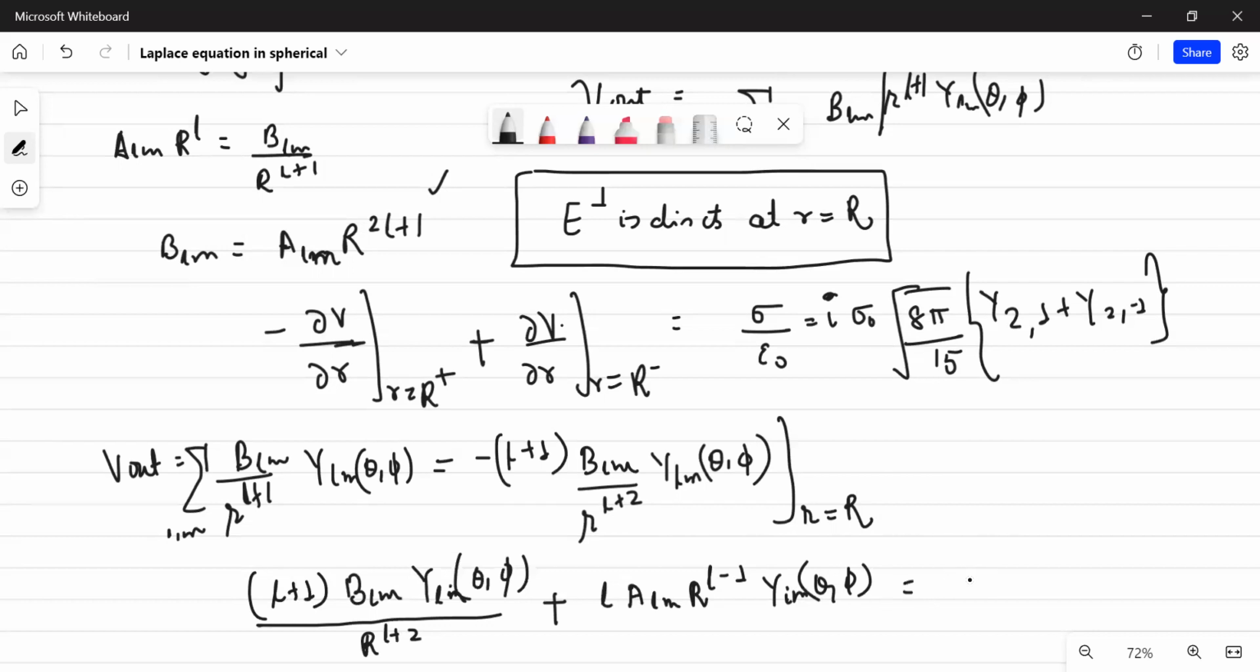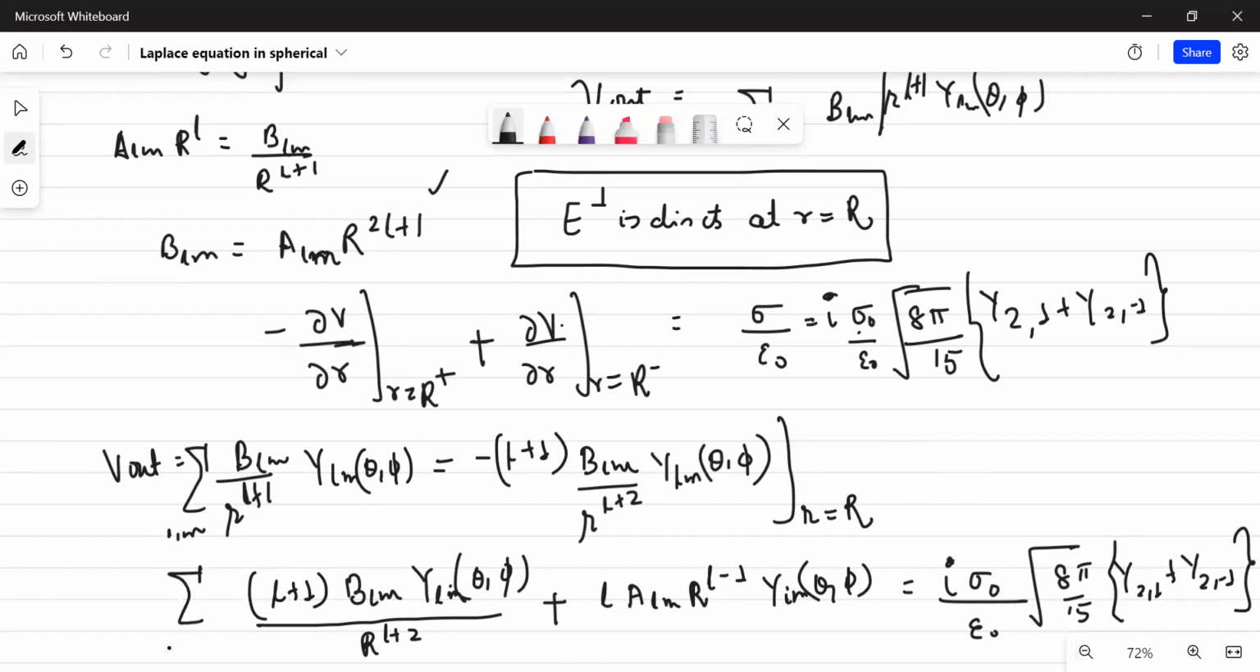And I think this will be equal to sigma upon epsilon, that is, root over 8 pi upon 15, and then Y_2^1 plus Y_2^-1. Now, if I sum it all over, from the expression itself I'm able to understand that only the Y_2^1 and Y_2^-1 terms can be expanded on the right hand side, and no other terms, because no other terms are there on the left hand side. I can only expand this expression for l equals 2 and m equals plus minus 1, and for all other terms, there are no such terms on the right hand side.